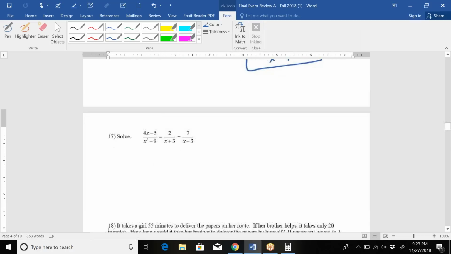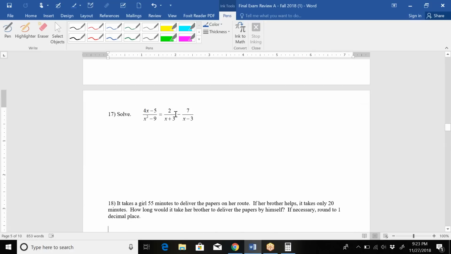So let's look at number 17 because we're getting close to the end of part 1. This is solving a rational equation. So the first thing I always do is factor all of my denominators. This factors into x plus 3, x minus 3, and I figure out what my LCD is going to be. Because I clear the LCD out of the fractions, and then I make sure that whatever I solve does not make me divide by 0 in the original problem.